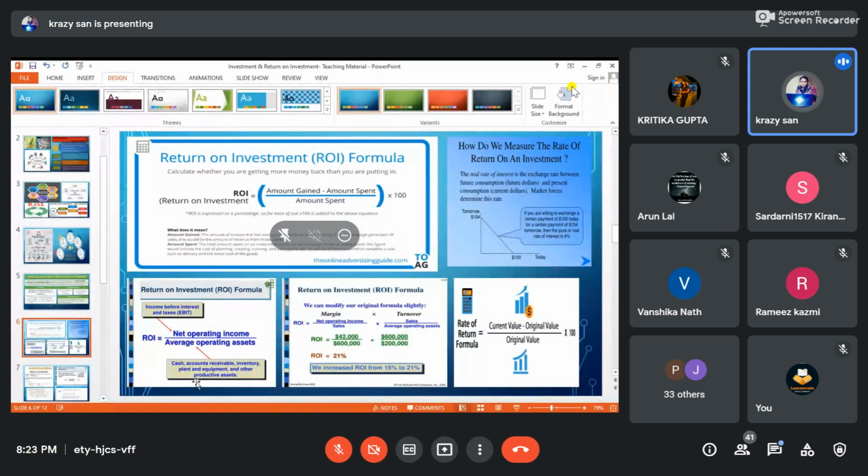Now, let's see the actual formula of ROI. Return on investment calculates whether you are getting more money back than you are putting in. That is actually the return on investment. So how do you do it? Amount gained divided by amount spent, multiplied by 100. What does it mean? Amount gained means the income that has been generated by an investment on the share, or on the campaign, or on the project, right? Amount spent is the total amount spent on an investment for a particular project, share, debenture, bonds, mutual funds, real estate, or banks, or anything like that.